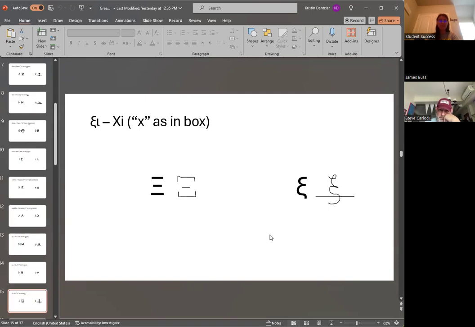Xi is their X sound. The font's a little funky here. This is why I drew all of them, because this is more of what you would see. The capital letter is kind of an open box with a line through the middle. Lowercase is another one of those tricky ones to draw, kind of a weird curly backwards 3 with a tail that goes underneath the line.